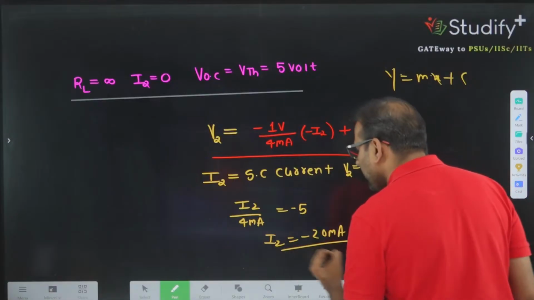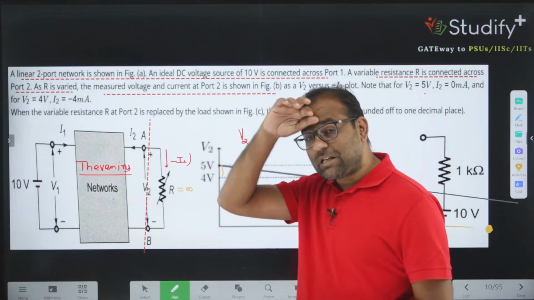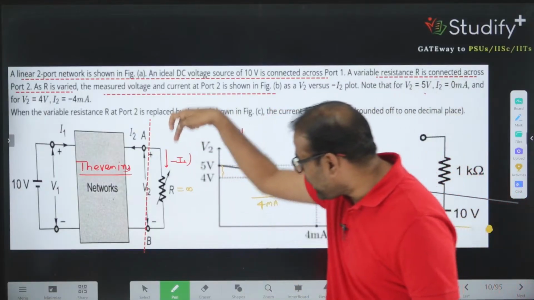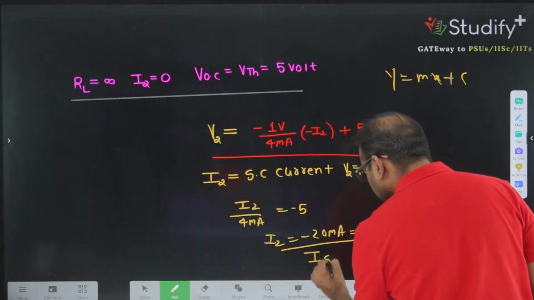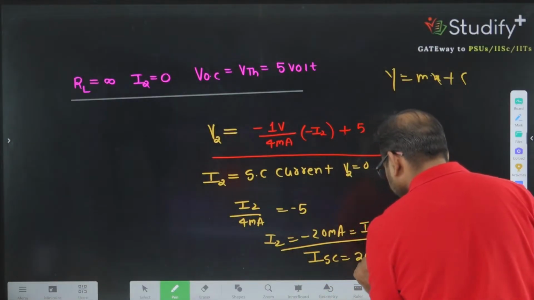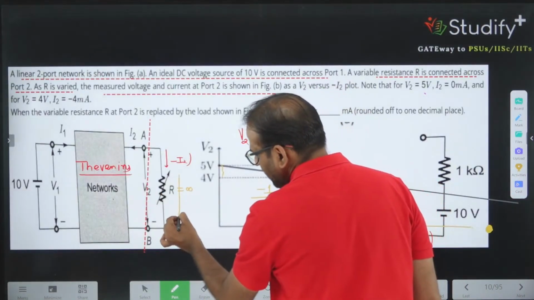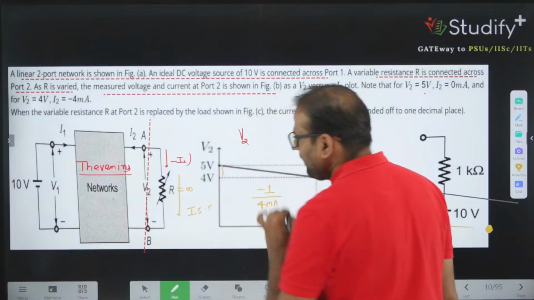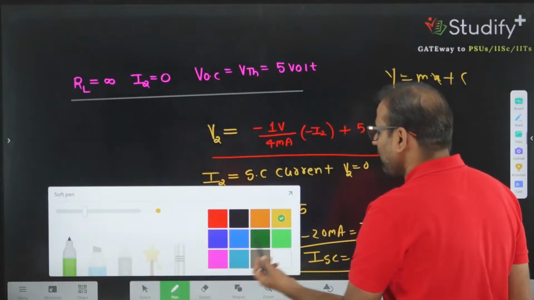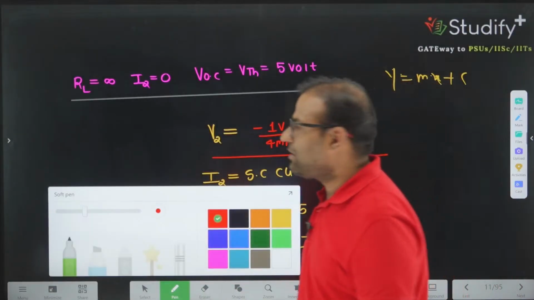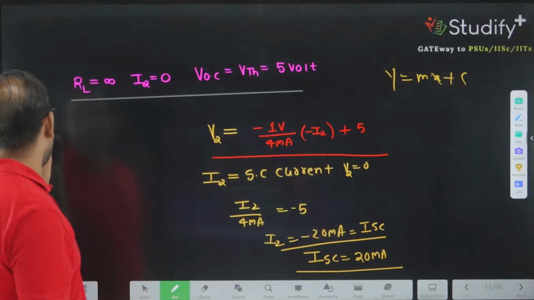But you have to keep one more thing in mind. I2 is the current which is going inside the network. We are interested in the current which is coming out, which is flowing like this. So you can say ISC is equivalent to 20 milliampere. I am taking this current as ISC. So keep one thing in mind, minus I2 and ISC are the same thing. Now open circuit voltage and short circuit current are both given. The ratio of open circuit voltage and short circuit current represents the RTH.